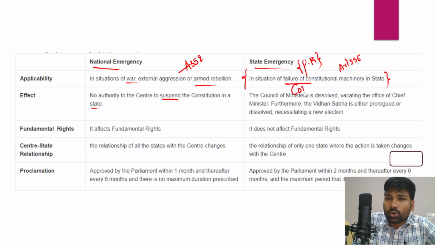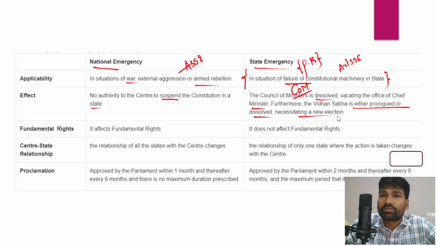However, with respect to state emergency or the president's rule, the effect is that the Council of Ministers, or COM, would be dissolved, vacating the office of Chief Minister. Furthermore, the Vidhan Sabha is either prorogued or dissolved, necessitating a new election. So there will be a new election in case of a prolonged continuation of the president's rule which has been imposed in a particular state under Article 356 of the Indian Constitution.